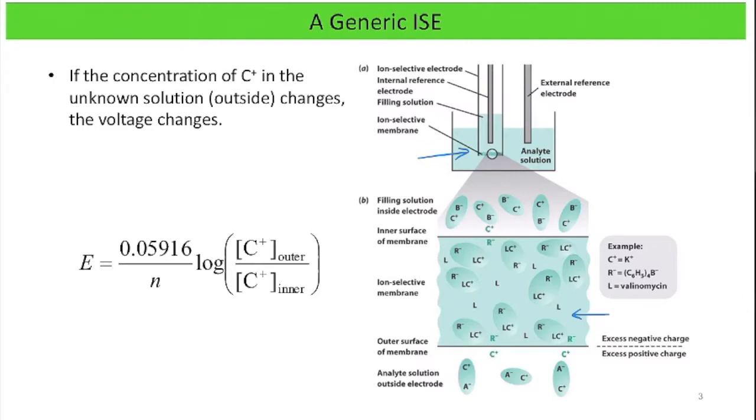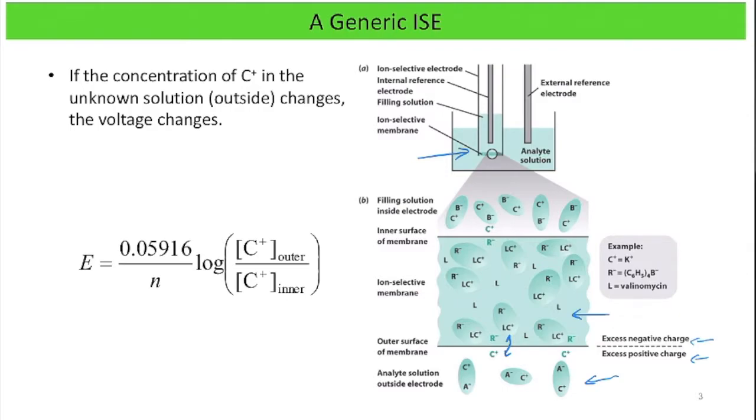And in the bulk solution, where the unknown analyte is, that C+ can move back and forth across that membrane. If it's a higher concentration of C+ in the bulk solution, then it can move inside the membrane. If it is a lower concentration, then some of the free C+ in the membrane is going to move outside of the membrane itself. And that's going to create a charge difference on either side of that membrane. So in the case here, we have an excess negative charge on the inside of the membrane and an excess positive charge on the outside of the membrane.